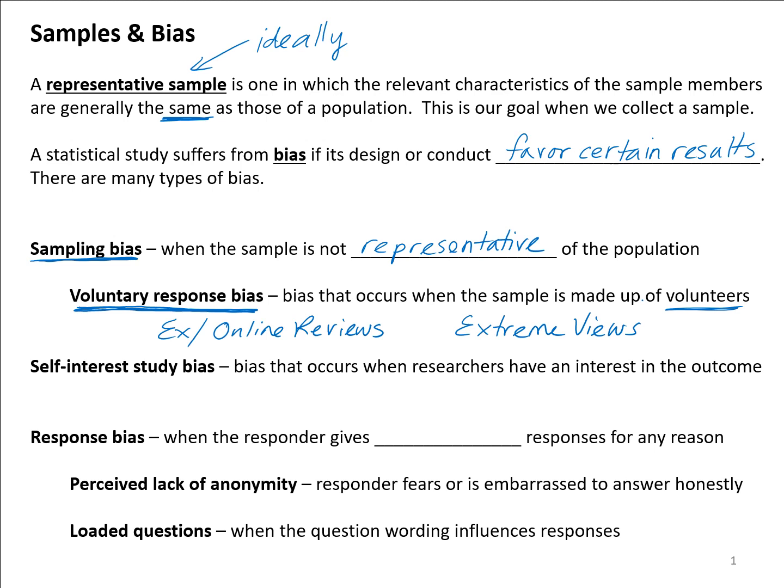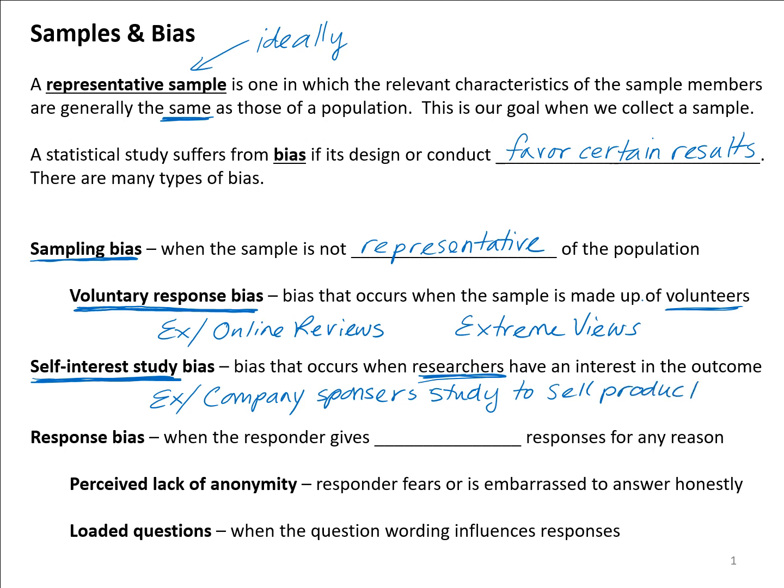Another type of bias can come up in what's called a self-interest study. A self-interest study bias is bias that occurs when researchers have an interest in the outcome. So for instance, you might have a company that sponsors a study because they want to use the results of that study to market their product. So basically they sponsor the study to sell their product. So that would be in their self-interest.